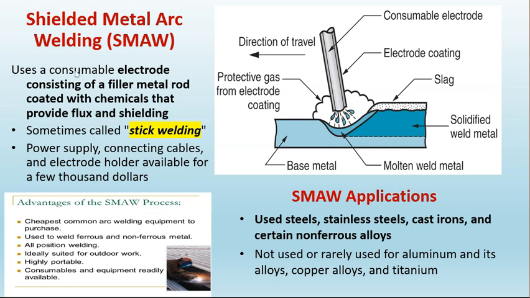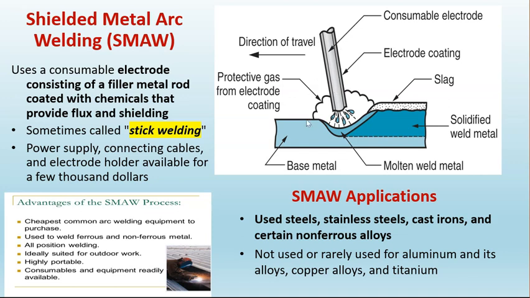So SMAW uses a consumable electrode consisting of a filler rod coated with chemicals that provide flux and shielding. The other name for SMAW is stick welding. And this is the diagram, in which they have this consumable electrode.